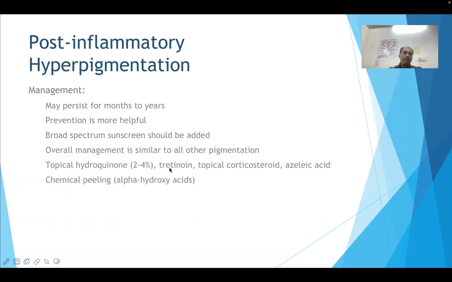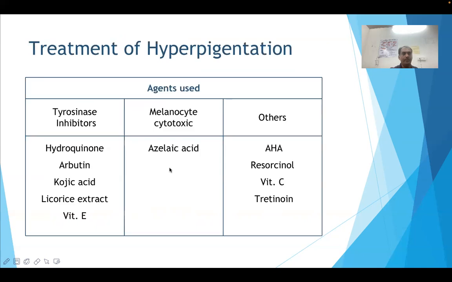As for treatment, the lesions might reduce in intensity over a period of months to years. Broad spectrum sunscreens are the mainstay of treatment, and like other pigmentary disorders, it should be treated with topical hydroquinone, tretinoin, corticosteroids, azelaic acid, and other modalities. Now coming to the treatment of hyperpigmentation, there are several topical agents being used. These topical agents work on different pathways of melanin synthesis.